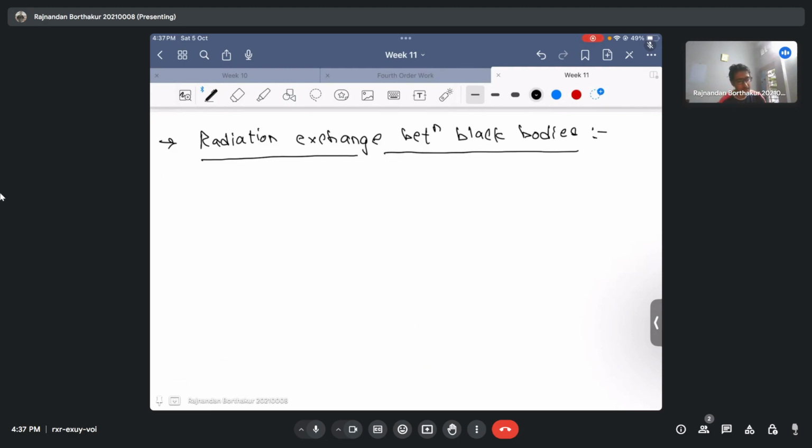But today we will discuss radiation exchange between black bodies, and we will also see a glimpse of the radiation network, where I will show you how to draw the radiation network between two black bodies in a picture.